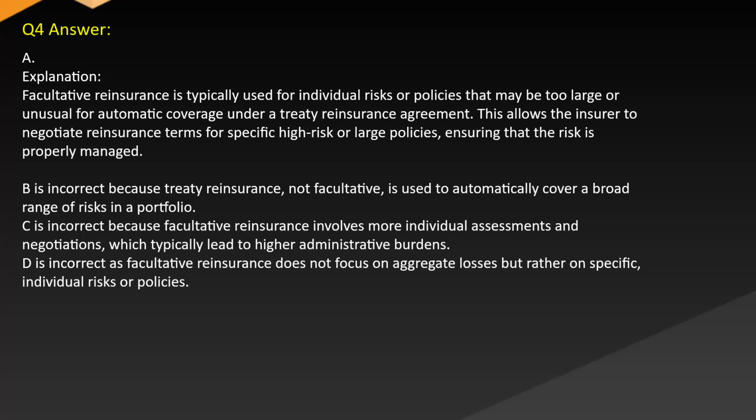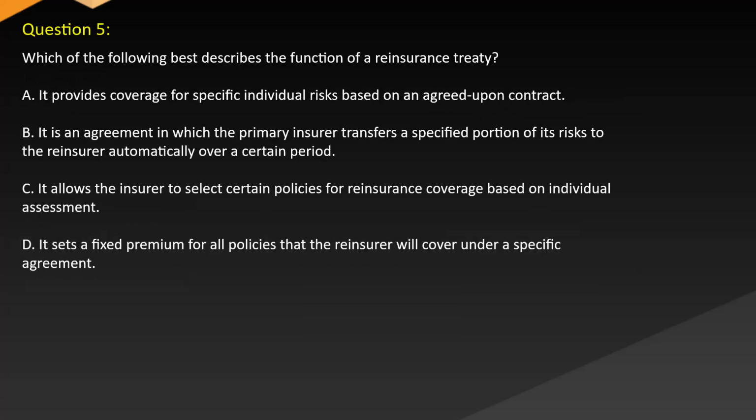a portfolio. C is incorrect because facultative reinsurance involves more individual assessments and negotiations, which typically lead to higher administrative burdens. D is incorrect as facultative reinsurance does not focus on aggregate losses, but rather on specific individual risks or policies. Question 5. Which of the following best describes the function of a reinsurance treaty?